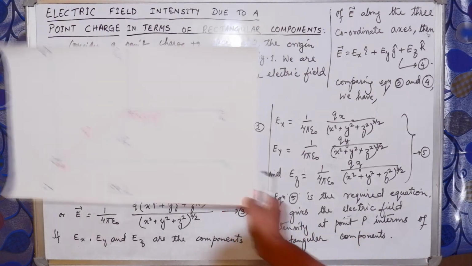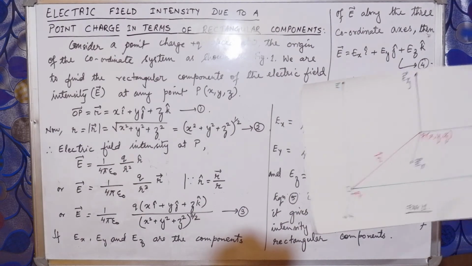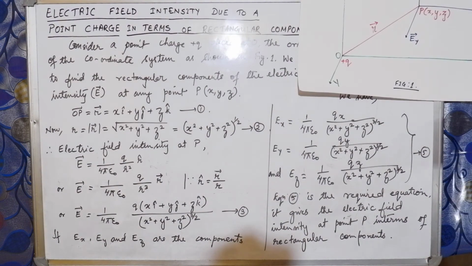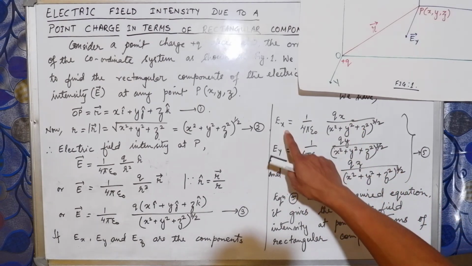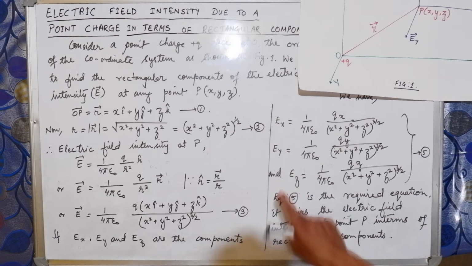One more thing we note from here is that the electric field due to a point charge plus Q at O is spherically symmetric, that is, at equal distance from the charge. If X is equal to Y is equal to Z, then Ex will be equal to Ey will be equal to Ez. So let us write that also.